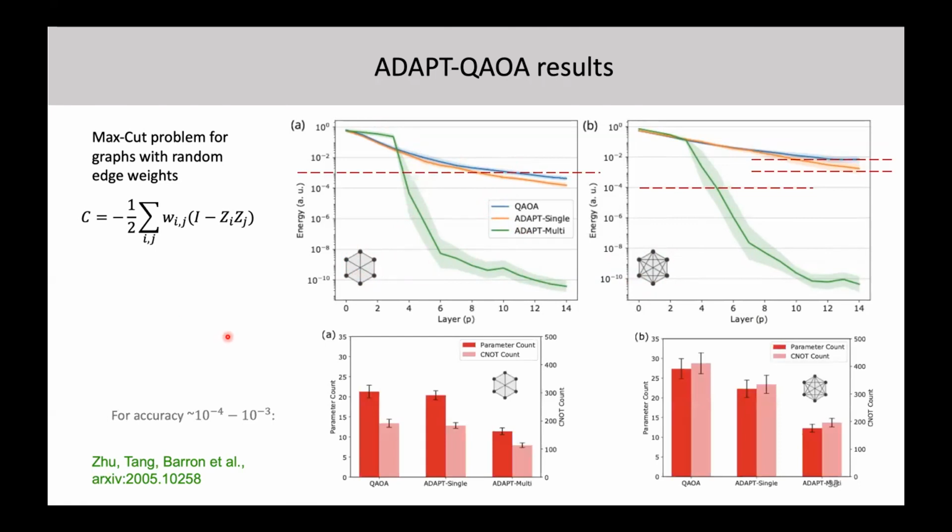And then if you do an analysis of parameter counts and CNOT counts, we find that ADAPT always significantly outperforms the other approaches, basically because it's converging so quickly.